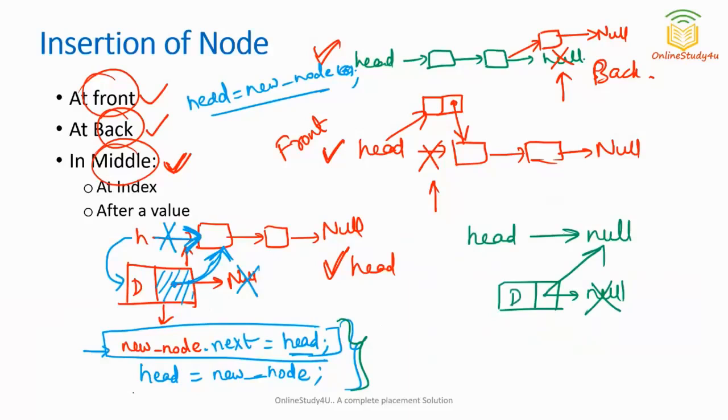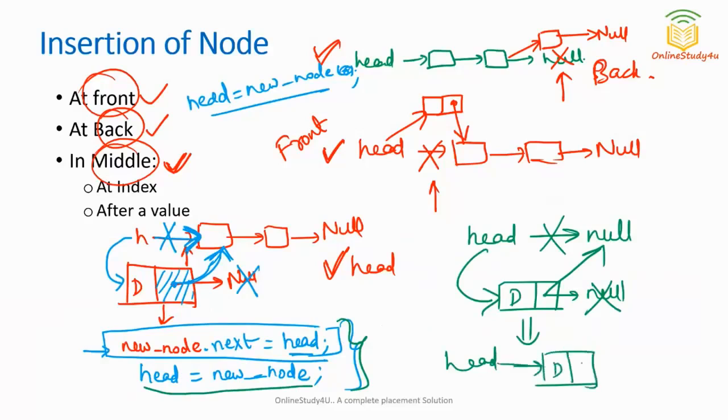This is having the data. Then we are changing head = newNode. So we are changing this reference to the new node reference. So now this will look like head is pointing to the new node with the data D, and this is pointing to null. So this will work. We don't have to create another statement like if head is equal to null.